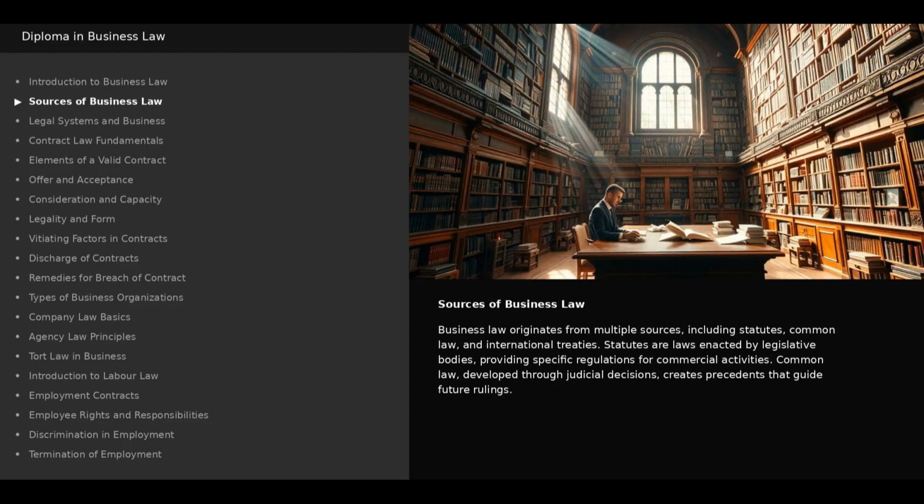Sources of business law. Business law originates from multiple sources, including statutes, common law, and international treaties. Statutes are laws enacted by legislative bodies, providing specific regulations for commercial activities. Common law, developed through judicial decisions, creates precedents that guide future rulings.